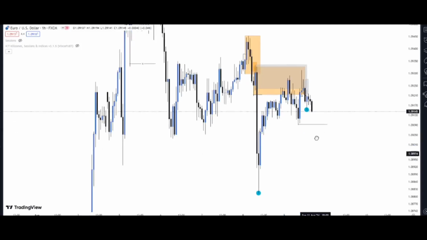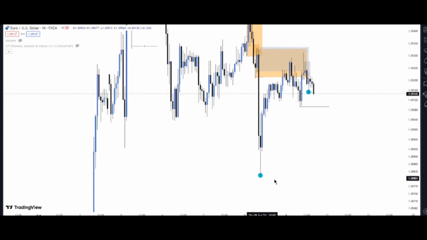And after that target, this is the next one. Your ultimate target is here. I hope you understand what I'm trying to say. So that's about Euro USD.